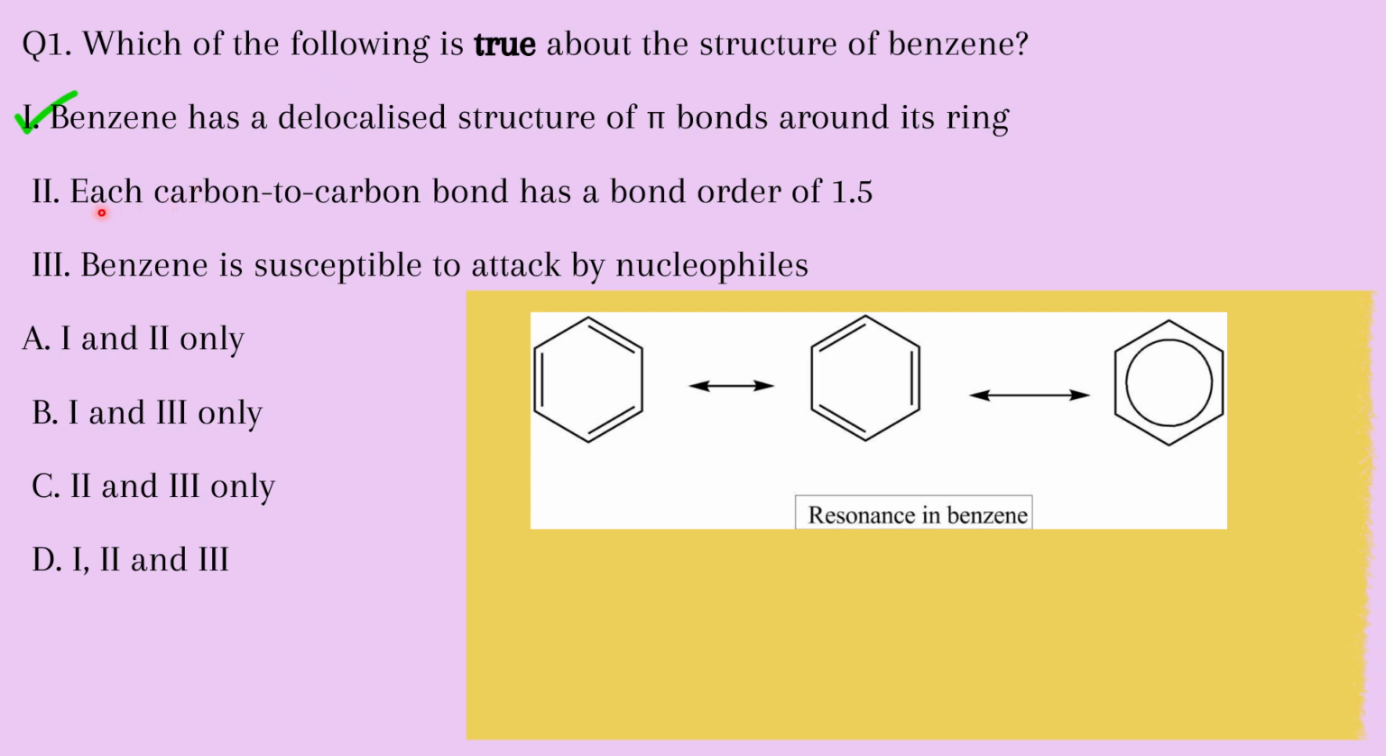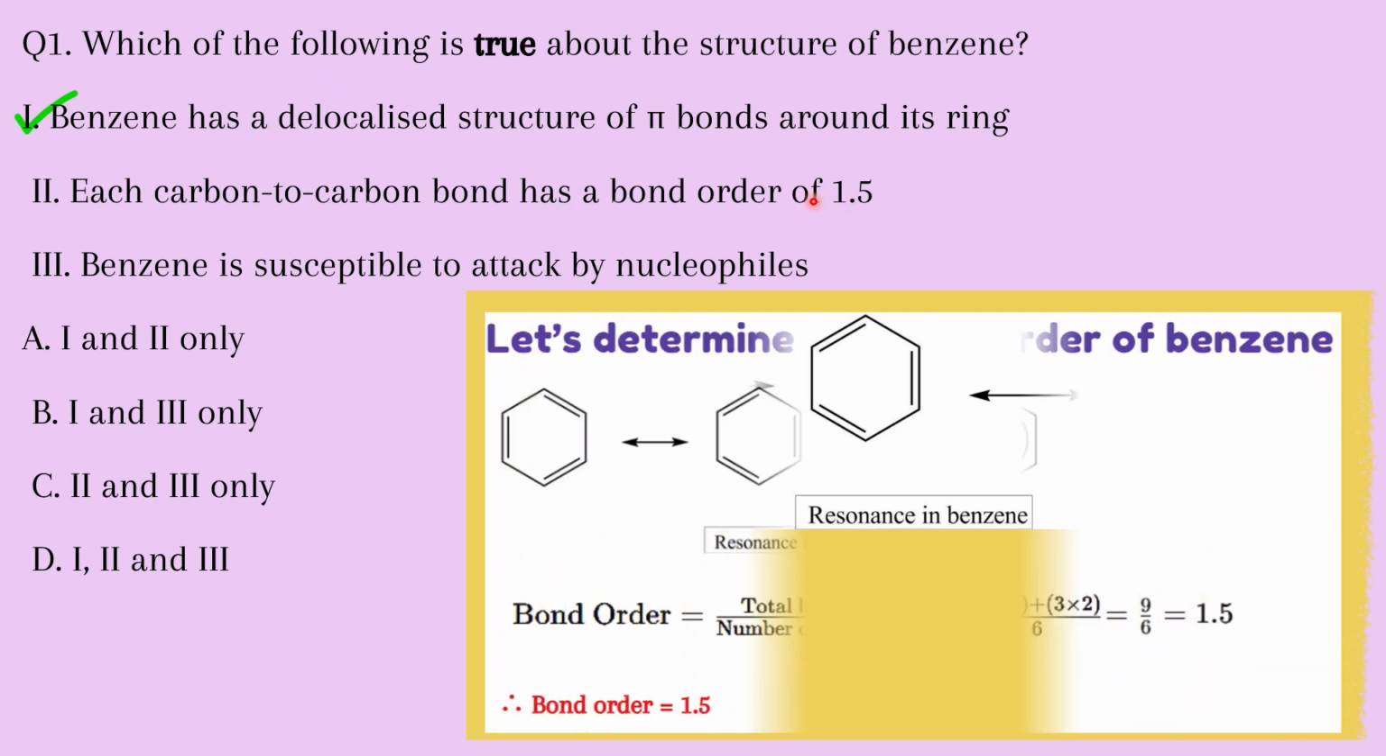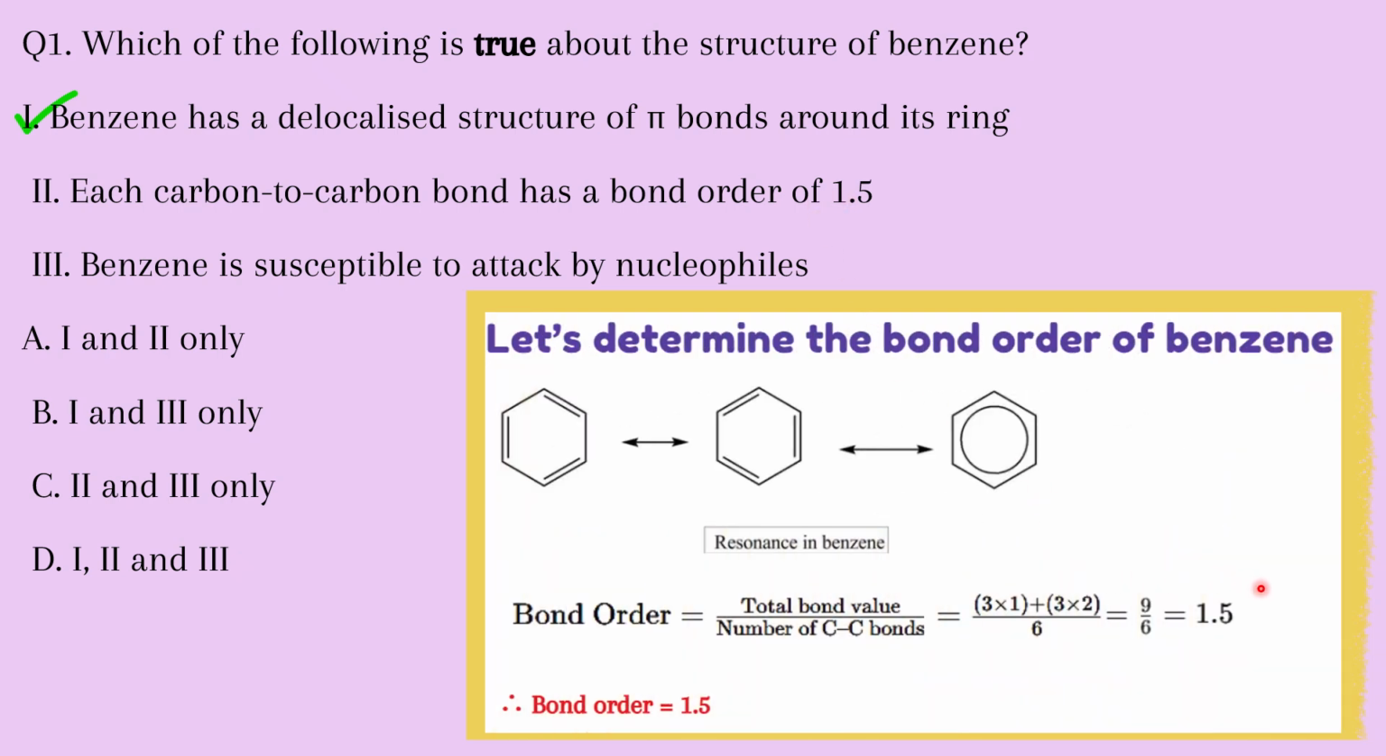Now the second statement is each carbon to carbon bond has a bond order of 1.5. This is true because we have done the calculation and we have got the bond order as what? 1.5. So this statement is also true. Now the next is, benzene is susceptible to attack by nucleophiles. Well, since the benzene ring is aromatic in nature, it undergoes only electrophilic substitution. Hence, this statement is absolutely incorrect. So if we check our correct option, then this will be the correct option for this particular question.